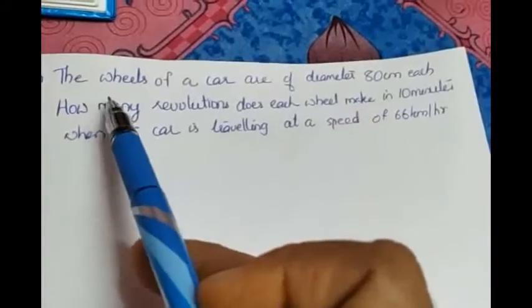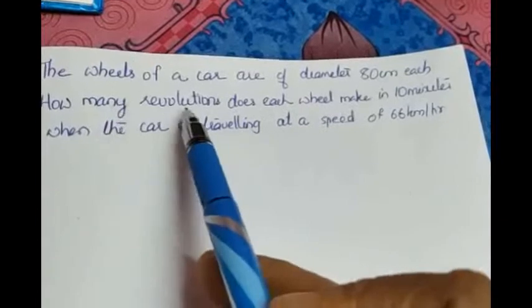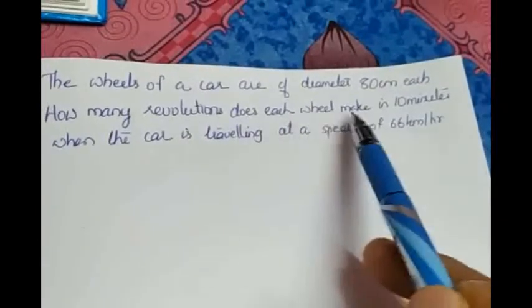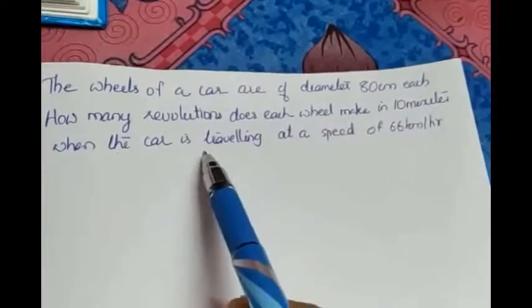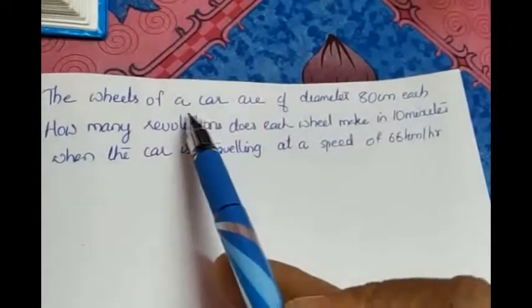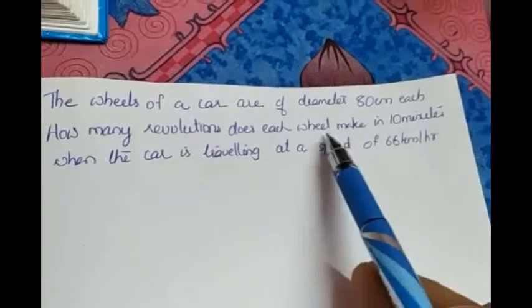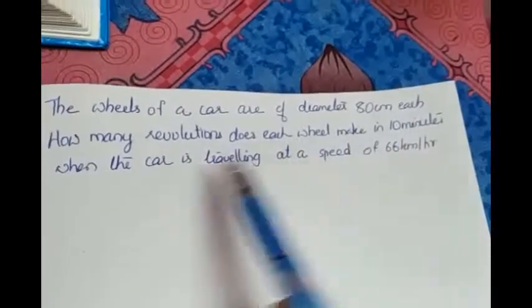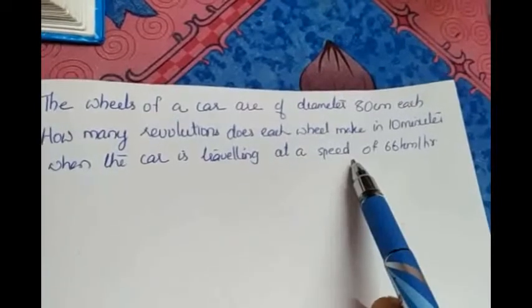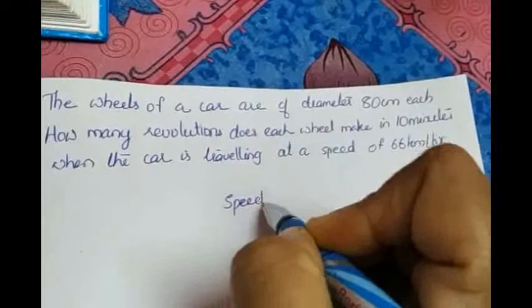The next question. The wheels of a car are of diameter 80 cm each. How many revolutions does each wheel make in 10 minutes when the car is traveling at a speed of 66 km per hour? So we have to find the number of revolutions. Speed is given as 66 km per hour, isn't it?